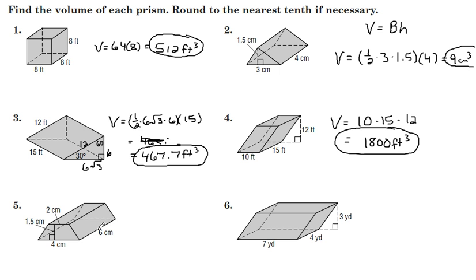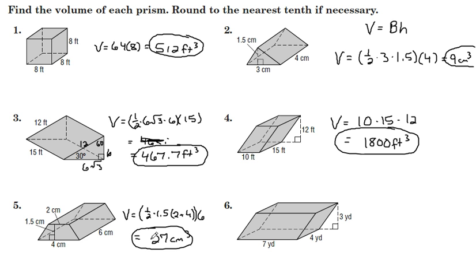Number 5, we have a trapezoidal prism. First, we need to find the area of the trapezoid. Remember, the area of a trapezoid is 1/2 the height of the trapezoid, which in this case is 1.5, times the sum of the two bases. Bases are 2 and 4. 2 and 4 added together give us 6. All that needs to be multiplied by the 6, that height there. When we put all this together, we get 27 cubic centimeters.